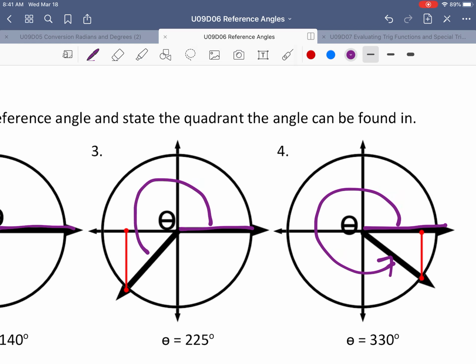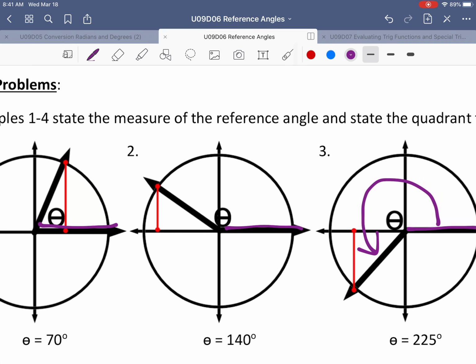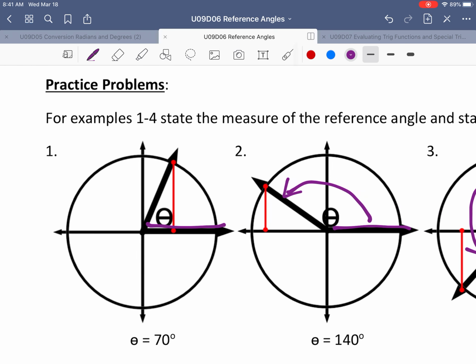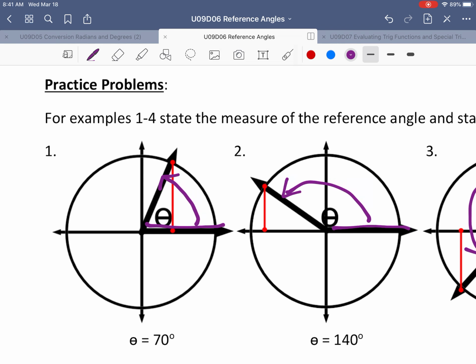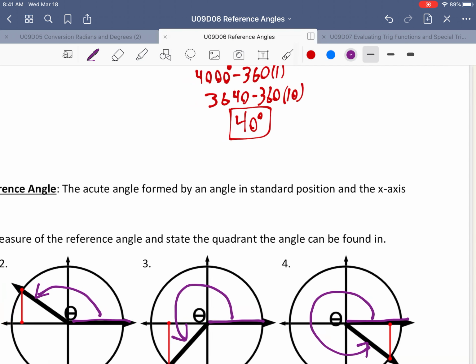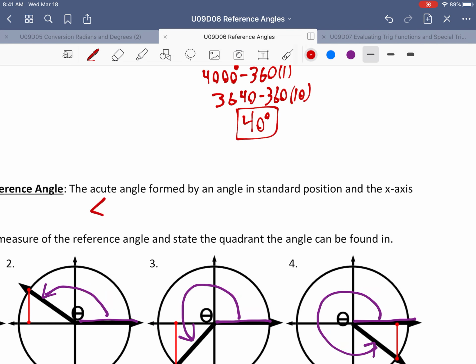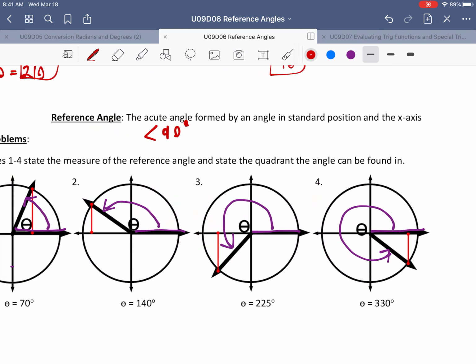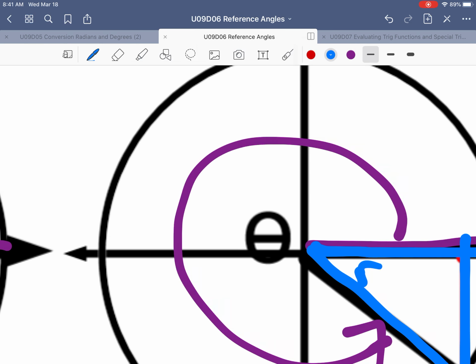This one terminated in quadrant 4, this one terminates in quadrant 3, this one terminates in quadrant 2, and this one terminates in quadrant 1. Now, the reference angle, once again, is the acute angle, acute meaning less than 90 degrees, formed by the angle in standard position and the x-axis. So we're going to go to our terminating side. In this particular case, our terminating side is here, and the x-axis is here, which makes this triangle. Our reference angle is the angle formed here. So that is R.